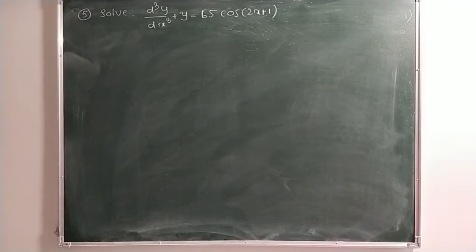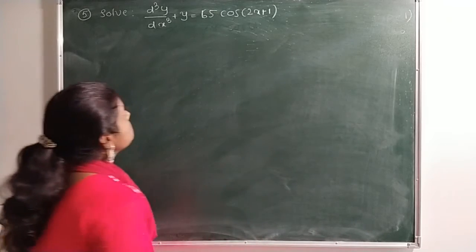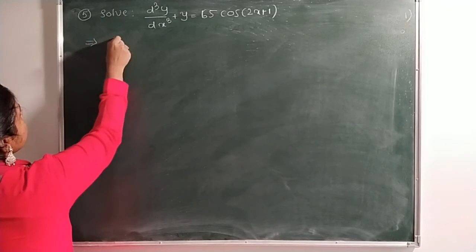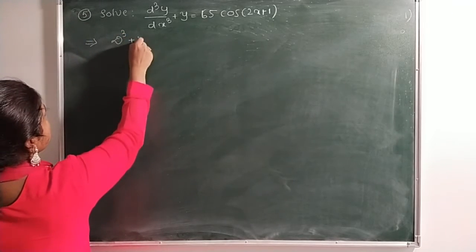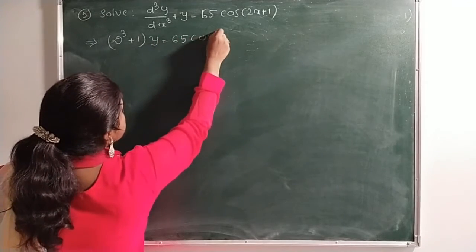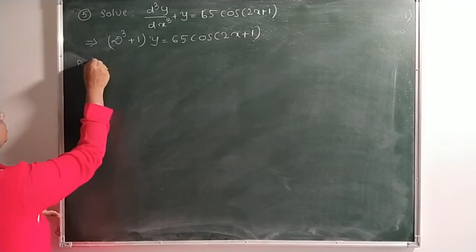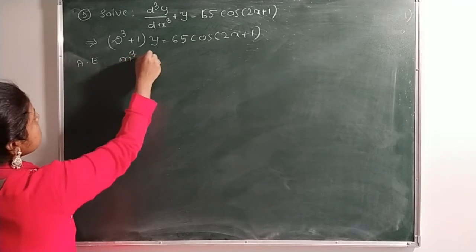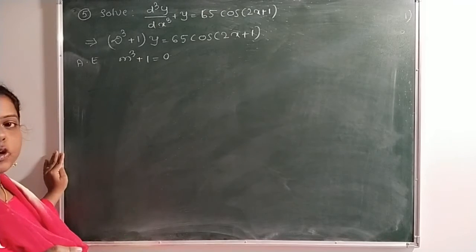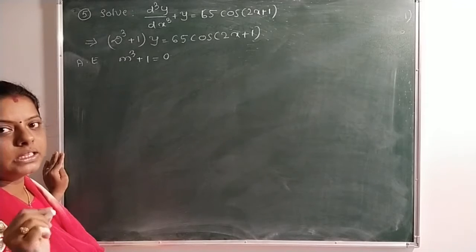One more example. Solve d cube y divided by dx cube plus y is equal to 65 cos 2x plus 1. This we have to write in the form of D cube plus 1 into y is equal to 65 cos 2x plus 1. Now take the auxiliary equation, m cube plus 1 is equal to 0. This is a cubic equation. If you want, you can solve it by synthetic division. Otherwise, you can apply the formula.